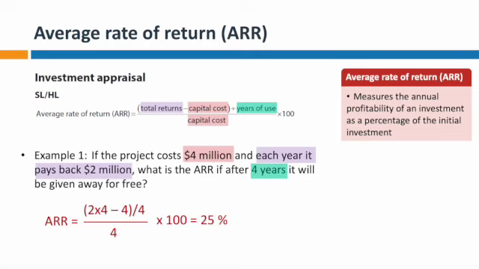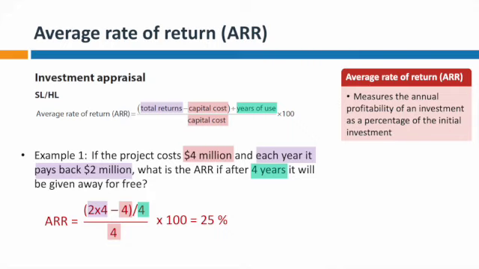ARR equals 2 times 4 minus 4 divided by the years of use, which is 4, and all of that divided by 4 again. Again, I'm using colors just to make sure that you know what numbers refer to which piece of information in the case study and as well in the formula. The final result would be that the ARR is 25%.